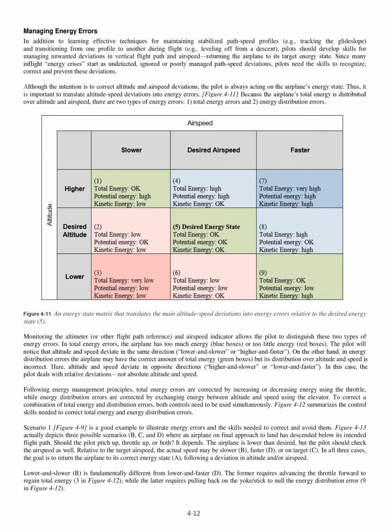Relative to the target airspeed, the actual speed may be slower, B, faster, D, or on target, C. In all three cases, the goal is to return the airplane to its correct energy state, A, following a deviation in altitude and/or airspeed. Lower and slower, B, is fundamentally different from lower and faster, D. The former requires advancing the throttle forward to regain total energy, 3 in Figure 4.12, while the latter requires pulling back on the yoke/stick to null the energy distribution error, 9 in Figure 4.12.